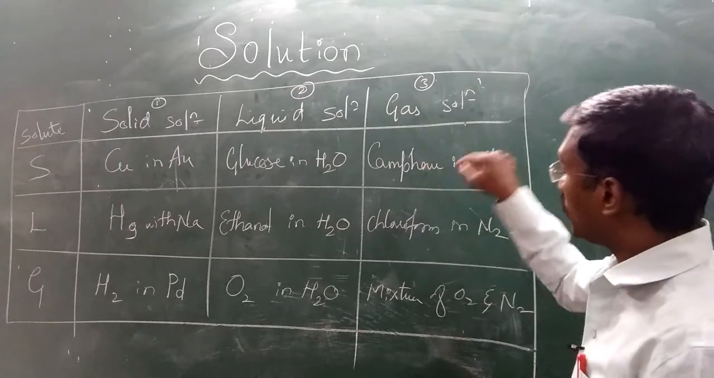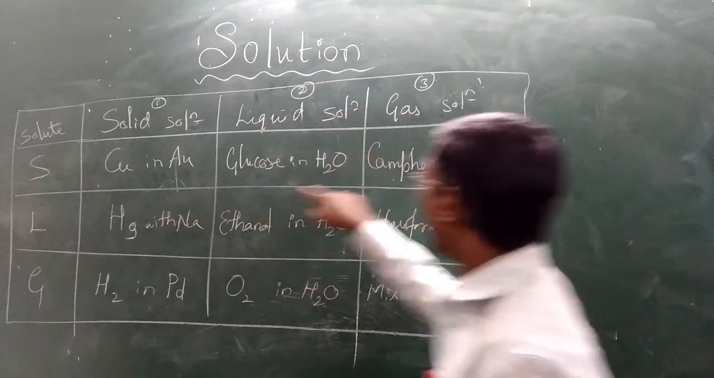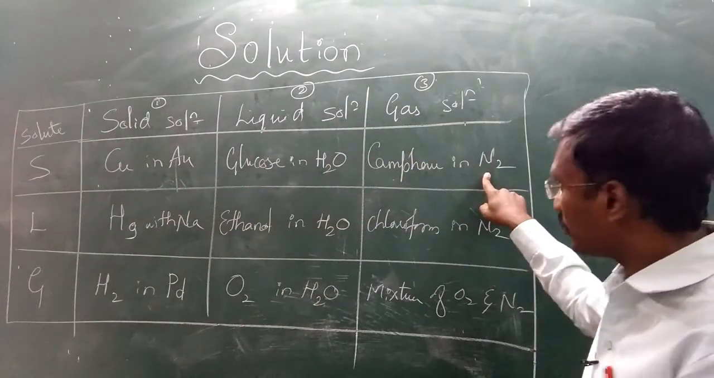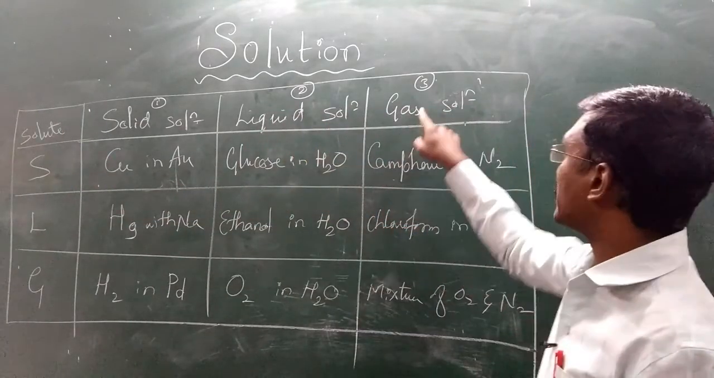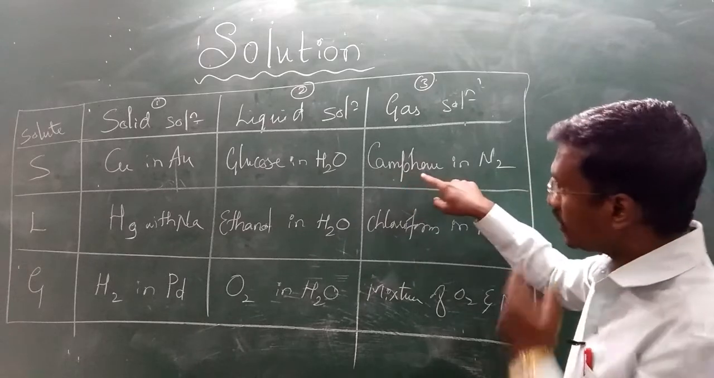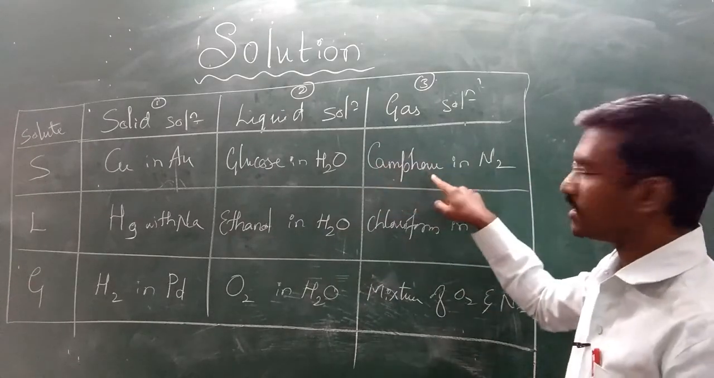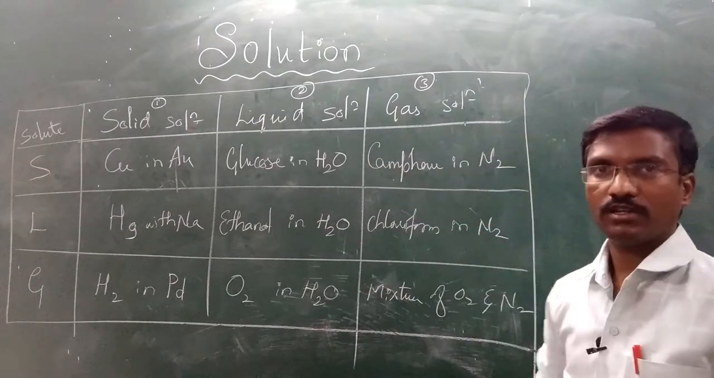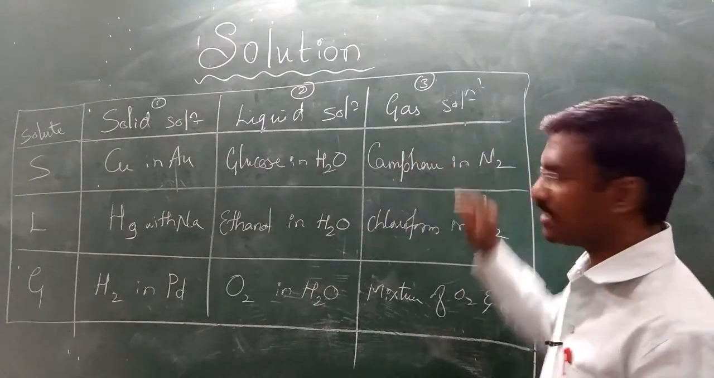Therefore, give the example for the solid solute and gaseous solvent, the last two such questions. Give the example for the solid solute and gaseous solvent. The gaseous solvent is nothing but nitrogen, and the solid is camphor. Therefore, solid camphor is dissolved in nitrogen. This is the example for solid solute and gaseous solvent.